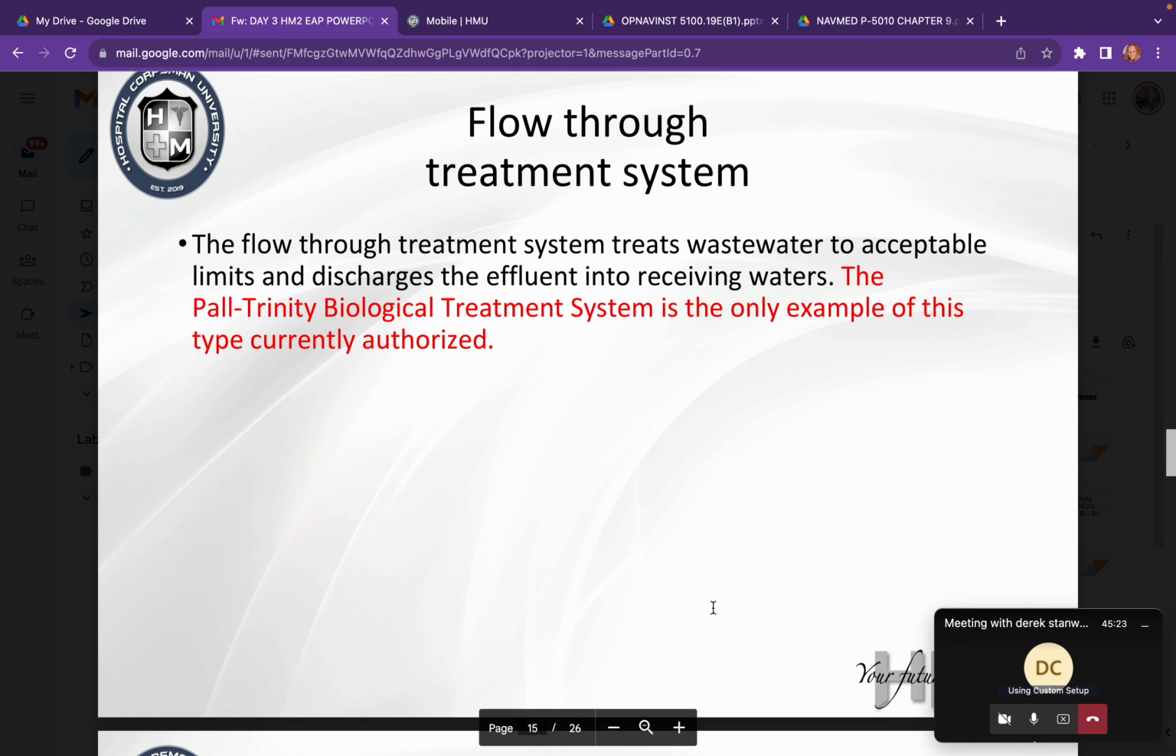And your flow-through treatment system. The flow-through treatment system treats wastewater to acceptable limits and discharges the effluent into receiving waters. The Paul Trinity biological treatment system is the only example of this type currently authorized.